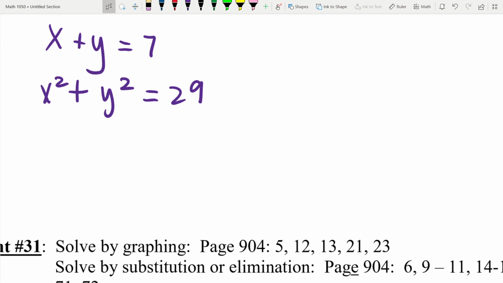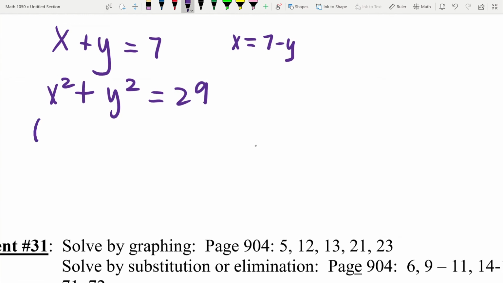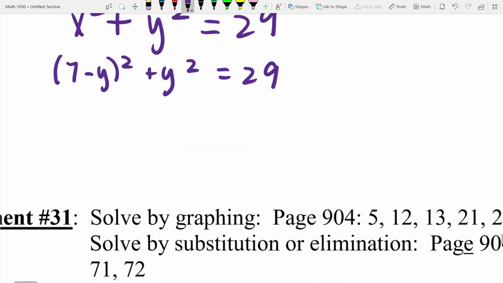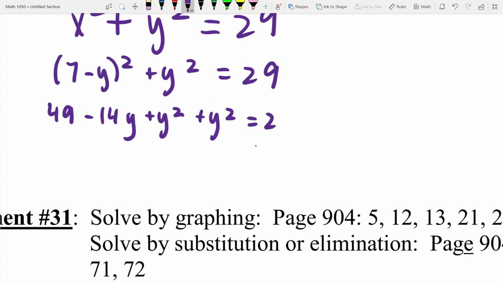Can I use elimination? No. Solve the top equation for X or Y. It doesn't matter. Let's do X. So you have X equals 7 minus Y. Come right here to X and put 7 minus Y. 7 minus y times 7 minus y, you have to FOIL that. That gives you 49, and then a negative 7y and a negative 7y, which gives you a negative 14y. A negative y times a negative y is a plus y squared. You still have another plus y squared equals 29.